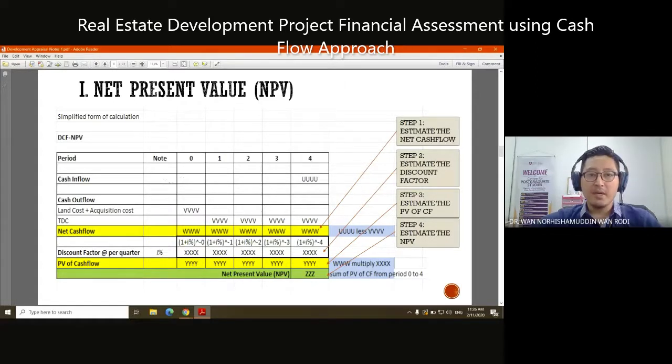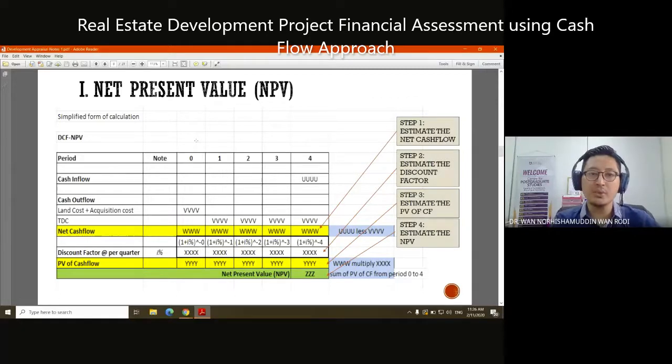Okay, before I forget, there are very significant differences between market valuation, or the valuation for a project, and also development appraisal. First is in terms of the period. So as you can see here, in the development appraisal, we need to put 0 period within the cash flow.